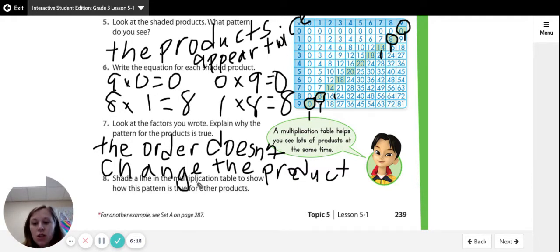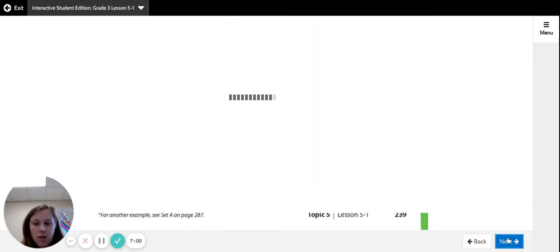Now we want to shade a line in the multiplication table to show how this pattern is true for other products. So we could find our 4 rows. So, 0 times 4 is 0. 4 times 0 is 0. So I could shade this one in. I'm not going to shade all the way because I want you to still be able to see the numbers. And then I see 3 times 1 is 3. 3 times 1 over here is 3. And then 2 times 2 is 4 because it would be the same, 2 times 2. So that's one example of how the order doesn't matter because 4 times 0 is the same as 0 times 4. Let's look at our next page.